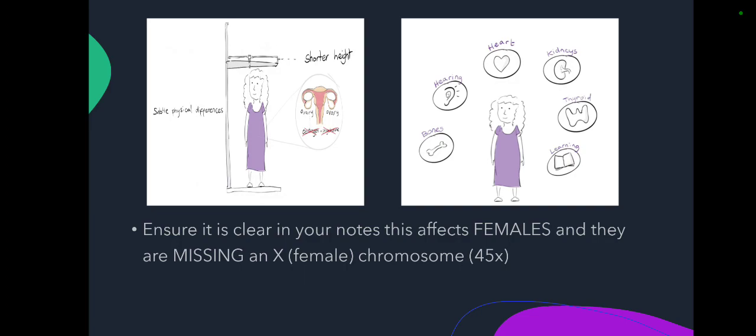So with Klinefelter's syndrome, the biological male is inheriting an extra X, giving them some female characteristics or complications rather. With Turner syndrome, they are missing one of the X's. So they've got 45X rather than 46X, okay?